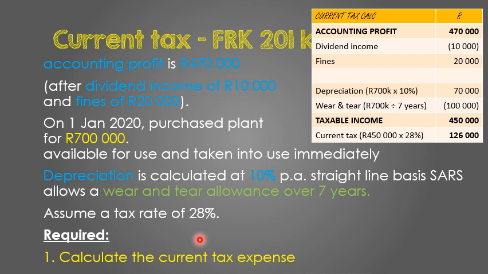Okay, so there's our calculation of the current tax. We start with our accounting profit. We have to deduct the dividend income because remember it's an exempt income for tax purposes. We have to add back the fines because we can't deduct that for tax purposes. We can't get a benefit from driving over the speed limit or whatever it was that we got the fine for. We add back the depreciation, so that was 10% of the 700,000, and we deduct the wear and tear, so that was the 700,000 cost divided by the 7 years. That gave us our taxable income, which we multiply with 28% to give us the current tax expense of 126,000.